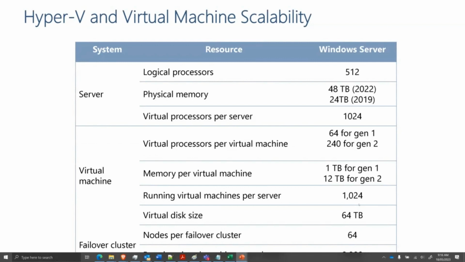How many virtual machines can you run per server? Well, 1024 virtual machines. But again, this is the upper limit and depends on what hardware you've got. The virtual disk size is 64 terabytes. Failover nodes.